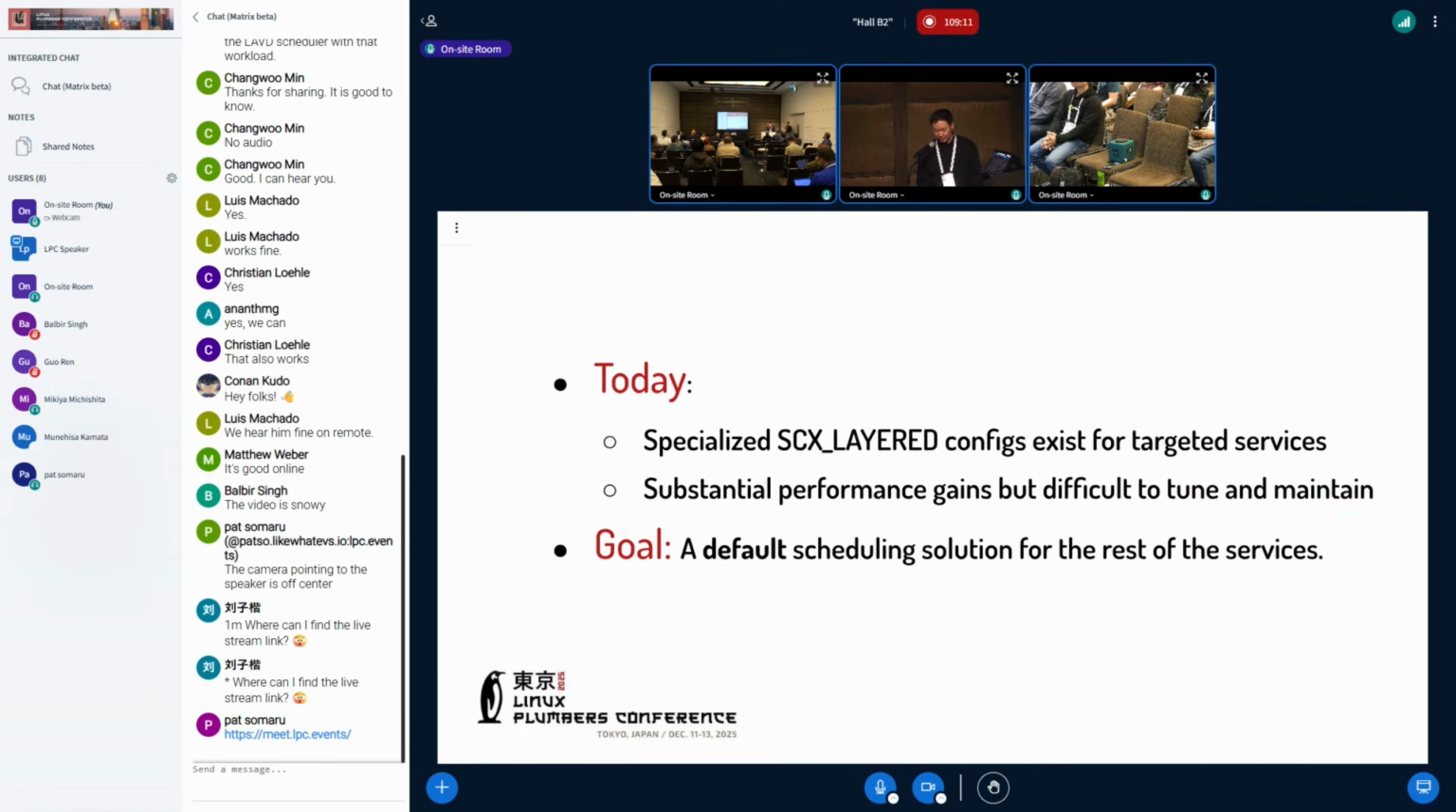And today we're going to be talking about some of the challenges we're facing as we're trying to use a Steam Deck scheduler on larger machines and servers. As we've seen before, there are these really specialized SCX layered configs and SCX layered schedulers for specific services, but they're difficult to maintain, though they do provide substantial performance gains. Our goal is to provide a scheduling solution for all the rest of the services, and we'll talk about some of the challenges we faced.